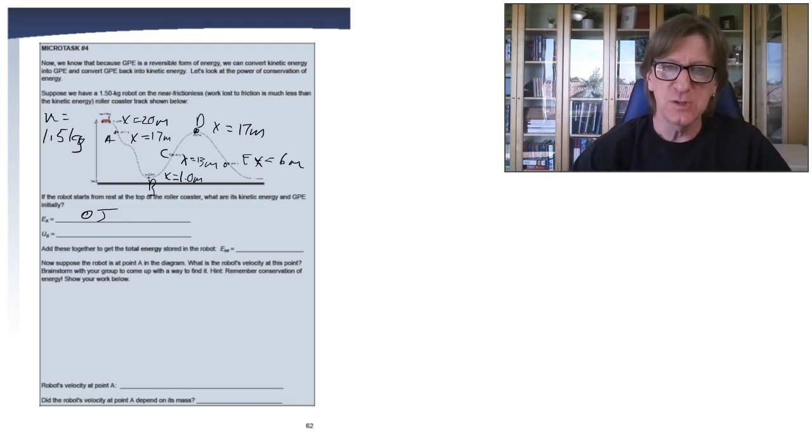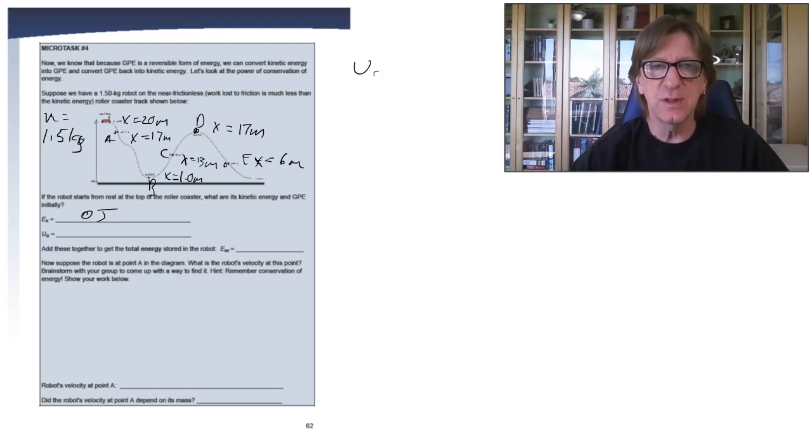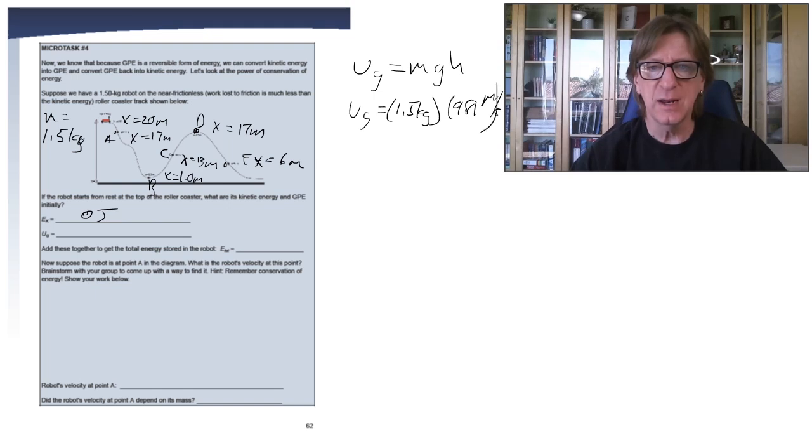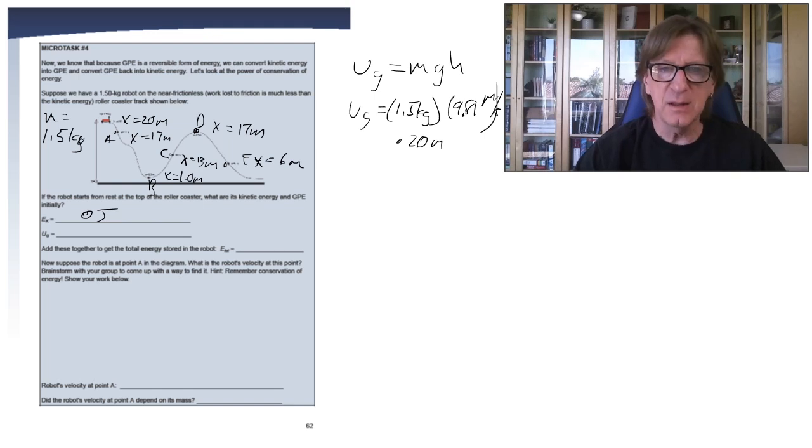Well, we're going to use our new expression for that. So I know that UG is going to be equal to mgh. And so UG is going to equal 1.5 kilograms times 9.81 meters per second squared. And again, I do not have to worry about any signs. And then times the height, which is 20 meters. We're going to assume all of these are 2 significant digits. All right, so if you put that in, I got that.